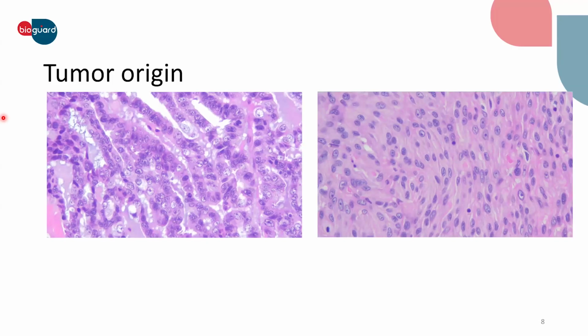We can see the left one is an epithelial tumor, and the right one is a mesenchymal tumor. You can clearly see the difference between the two, like the cellular arrangement. In epithelial tumors, we can see they arrange in glandular or tubular patterns, and in mesenchymal tumors, we can see that the cells arrange in streams and interlacing patterns. Also, the morphology of cells is different.